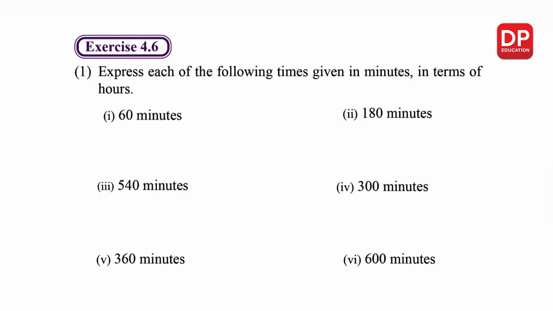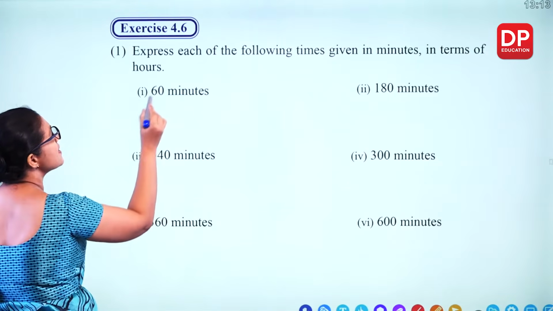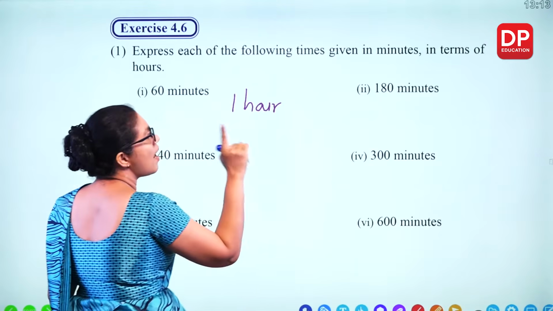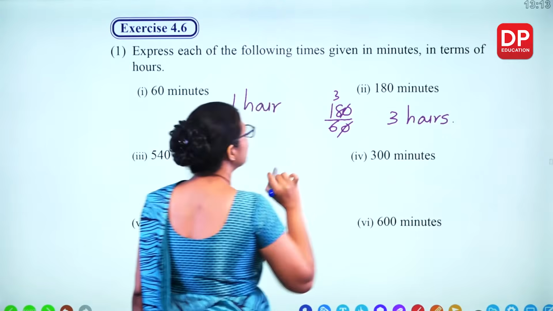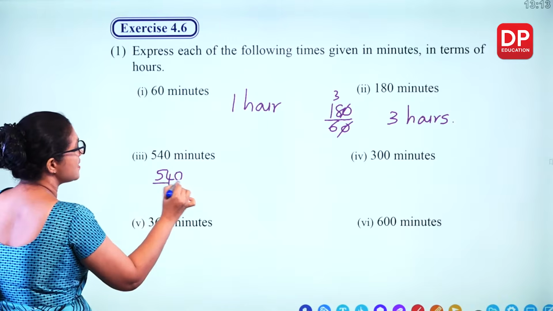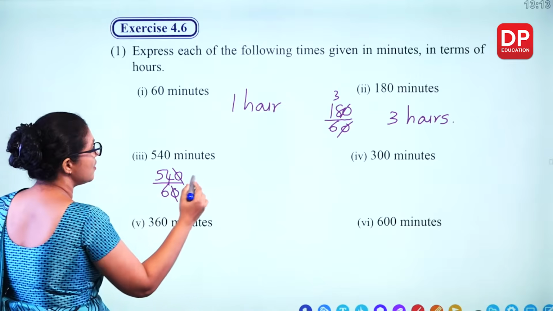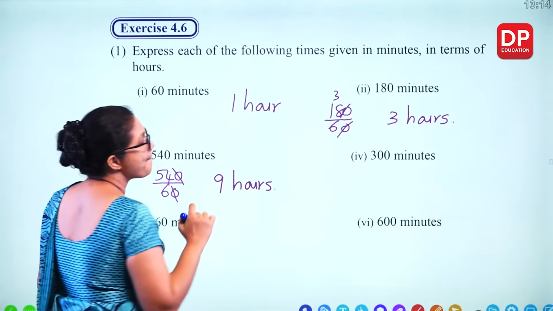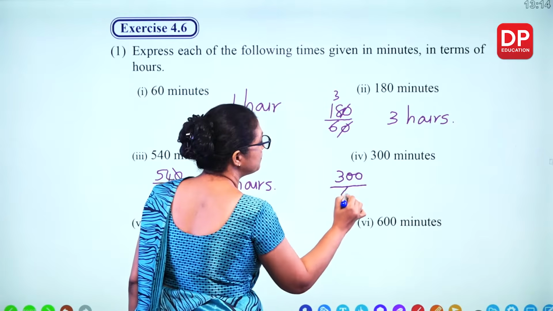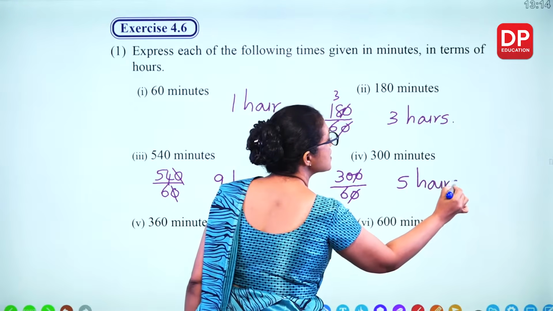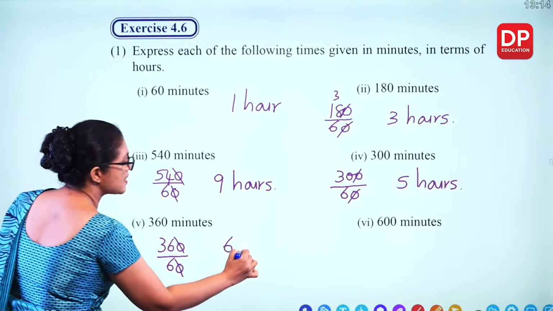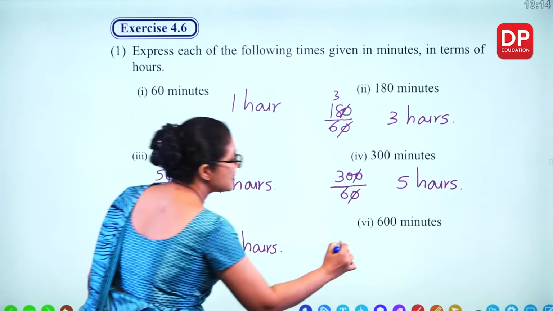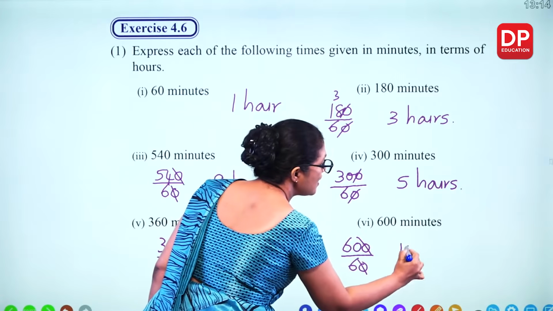Exercise 4.6. Express each of the following times given in minutes in terms of hours. So how we do that? You have to divide by 60. 60 divided by 60, 1 hour. 180 divided by 60, you get 3 hours. 540 divided by 60, 54 divided by 6, you get 9 hours. 300 divided by 60, you get 5 hours. 360 divided by 60, 6 hours. And 600 minutes means 600 divided by 60, 10 hours.